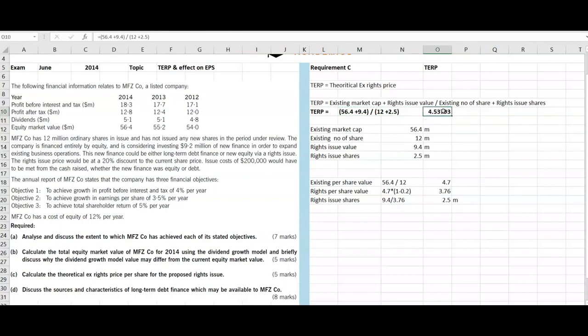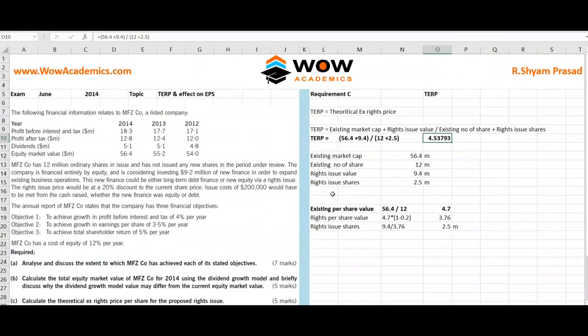So our TERP comes to 4.53. The existing share price is 4.7, and after the issue of the rights shares, the share price will usually fall, and that comes to 4.53. So that's about the TERP. This kind of sum can come for 2 marks also, so ensure that you understand how this works.